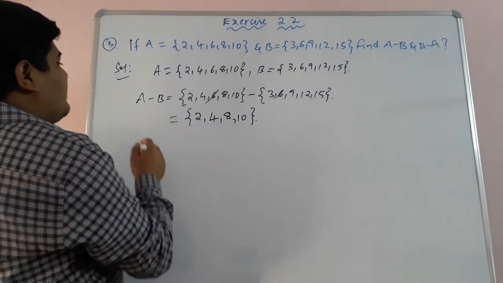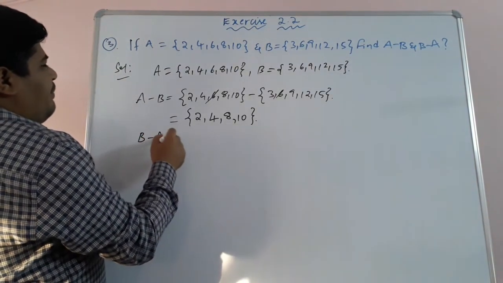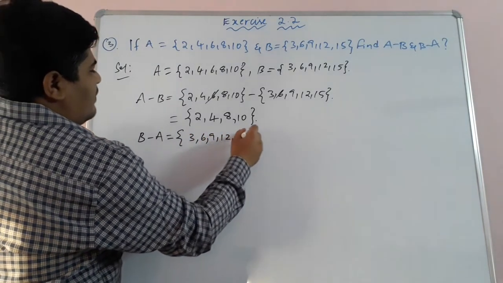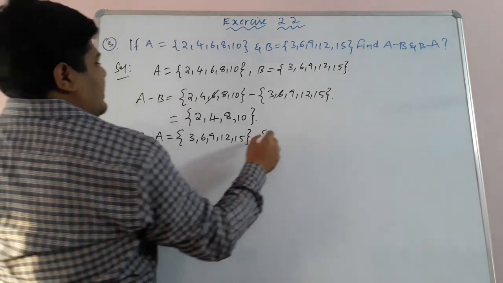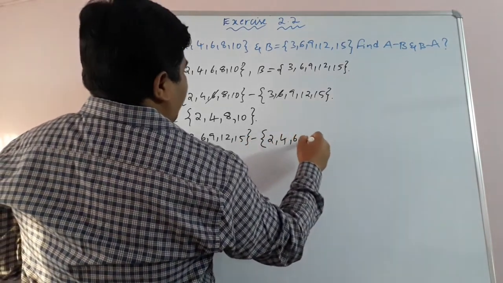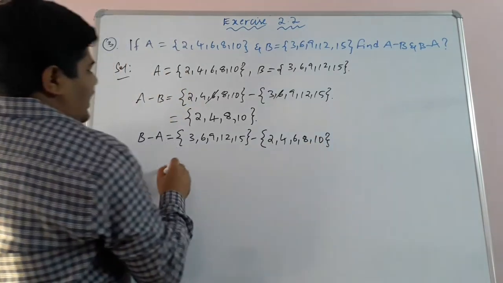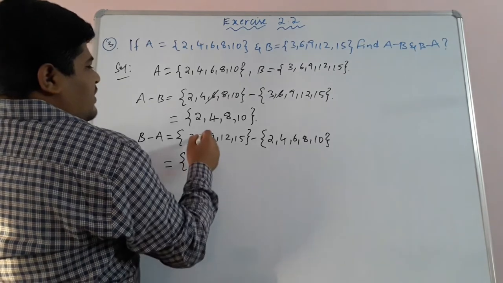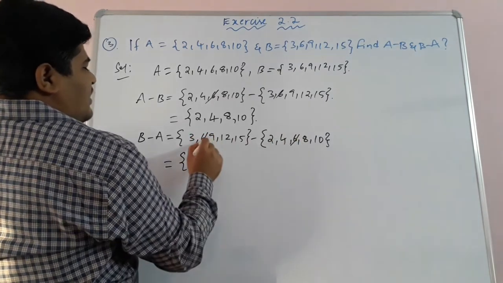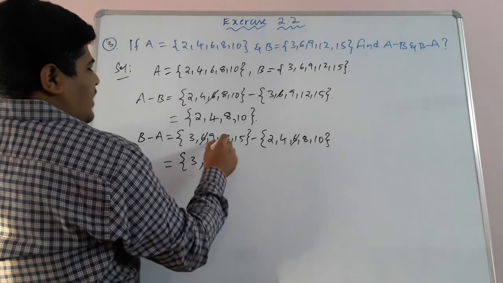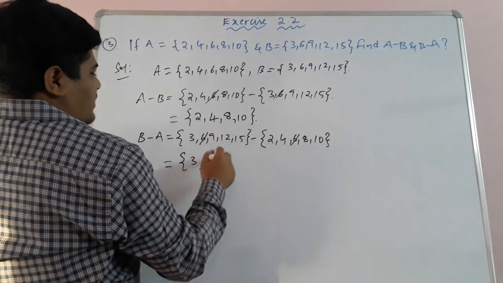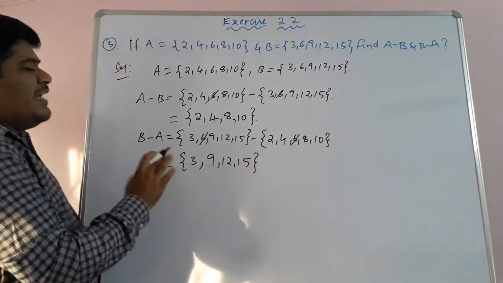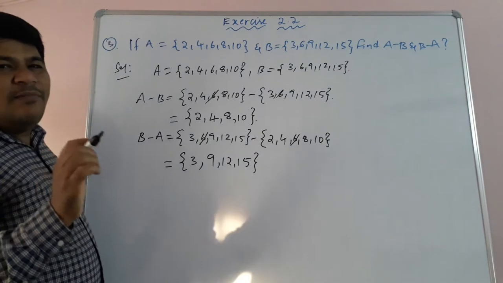Now we will find B minus A. Children, B minus A is what? First we will write B: 3, 6, 9, 12, 15, minus set A: 2, 4, 6, 8, 10. B minus A means the element should be there in B, not in A. So 3 is in the first set, not in the second. 6 is in both sets, so we should not take 6. 9 is in the first set, we have to take it, and it is not in the second set. As well as 12 and 15, which are only in the first set, not in the second. So 3, 9, 12, 15 are the elements in B minus A.